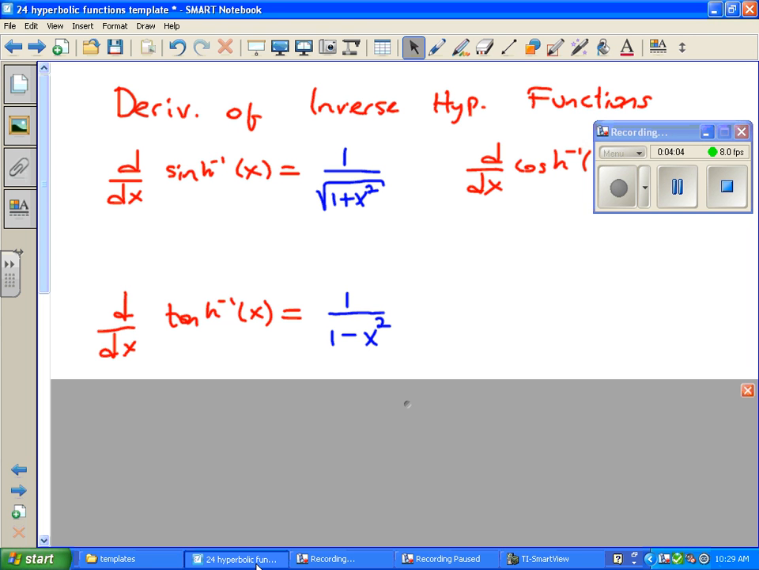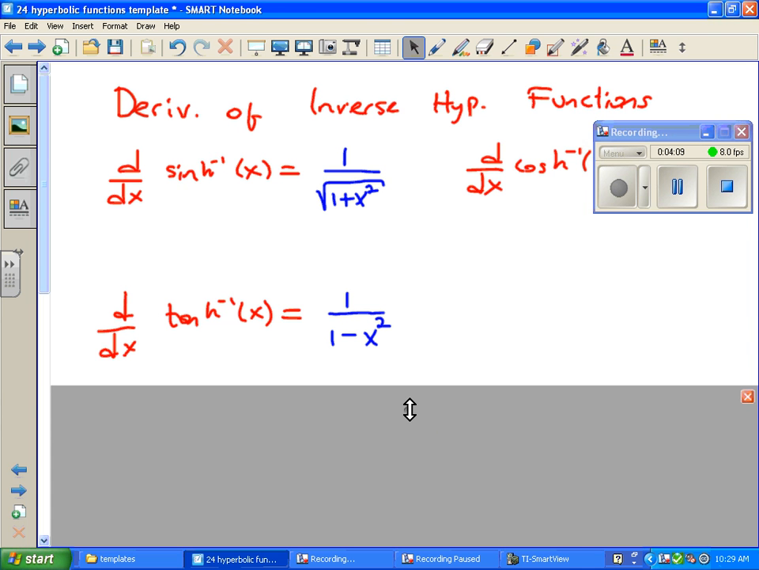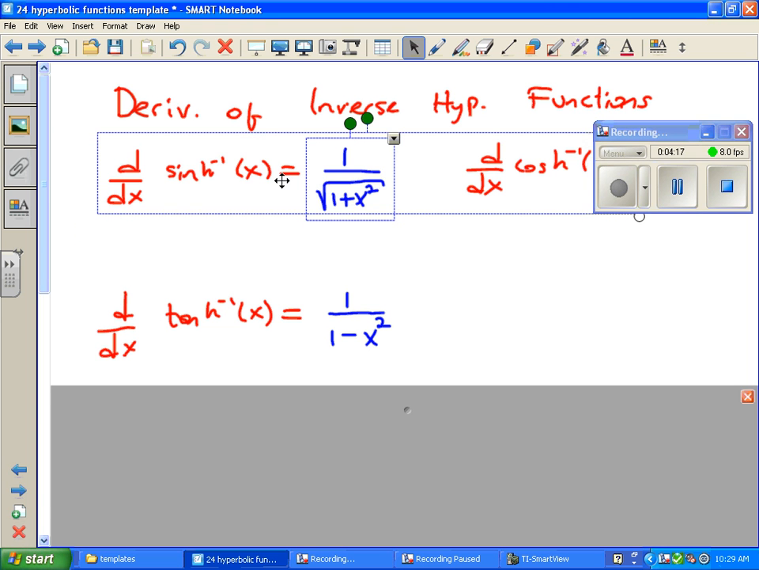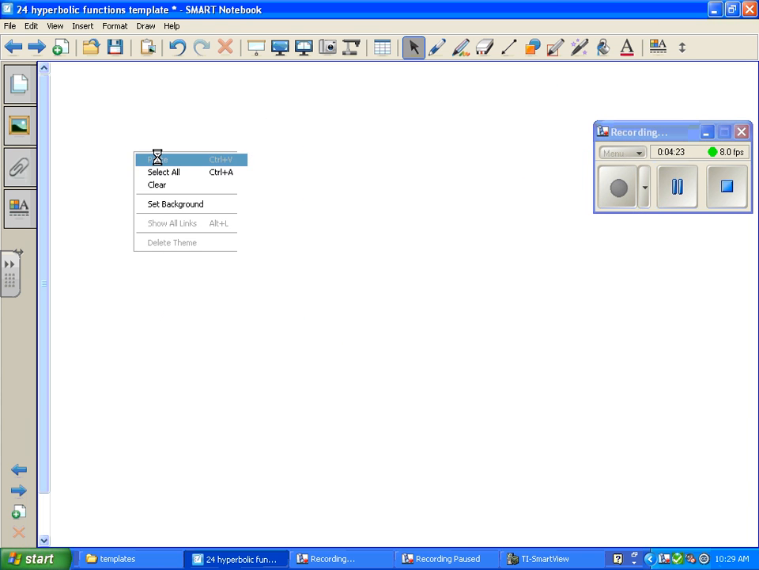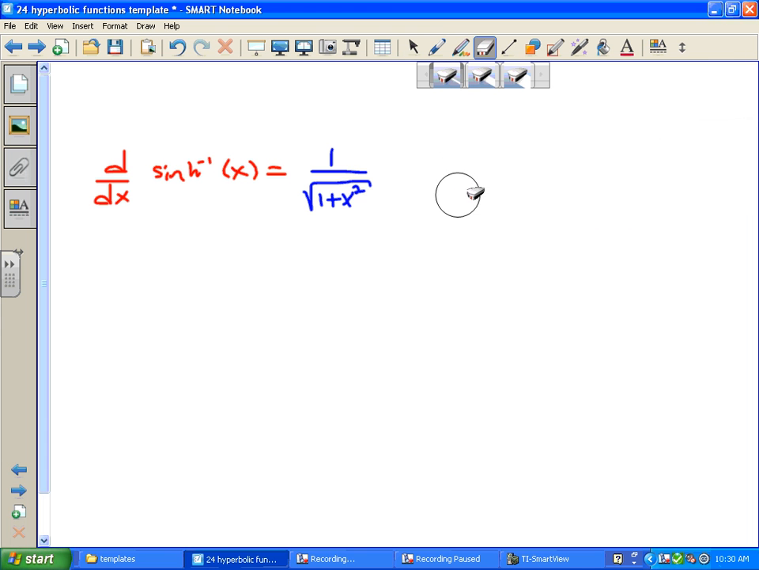So we want to prove the first one. Okay, I don't want to just prove the first one. I'm going to copy and paste it to my next page. Okay, let's do copy and paste. Okay, I can get rid of the second part. Okay, so how are we going to prove this? Let's start with the left-hand side. Starting with the derivative of sine hyperbolic inverse of x.